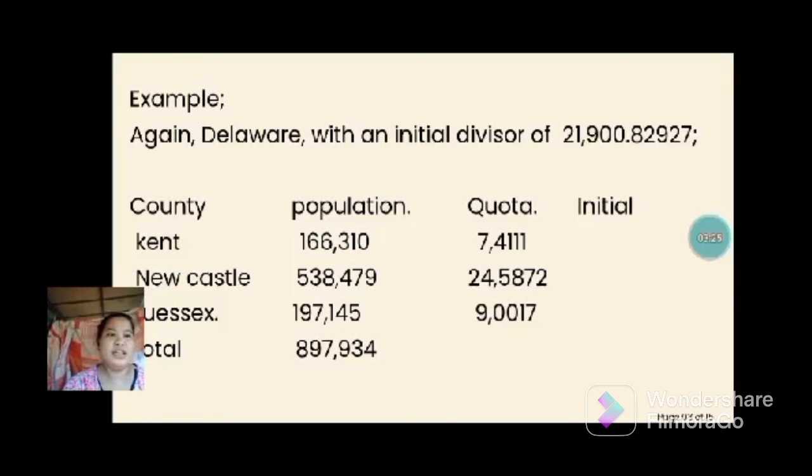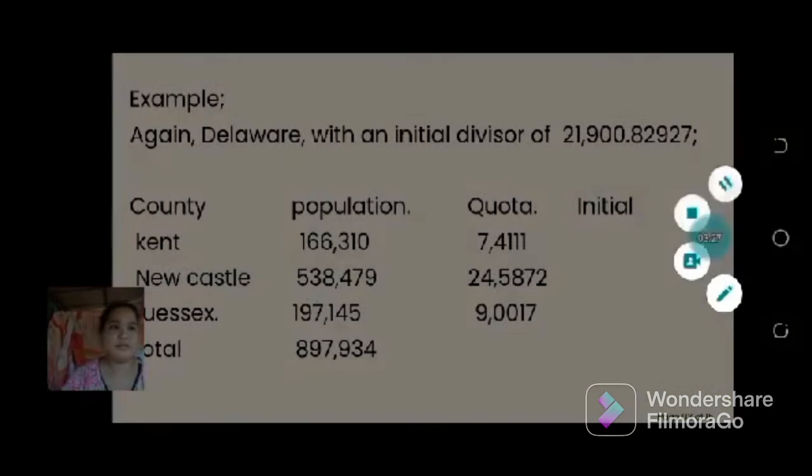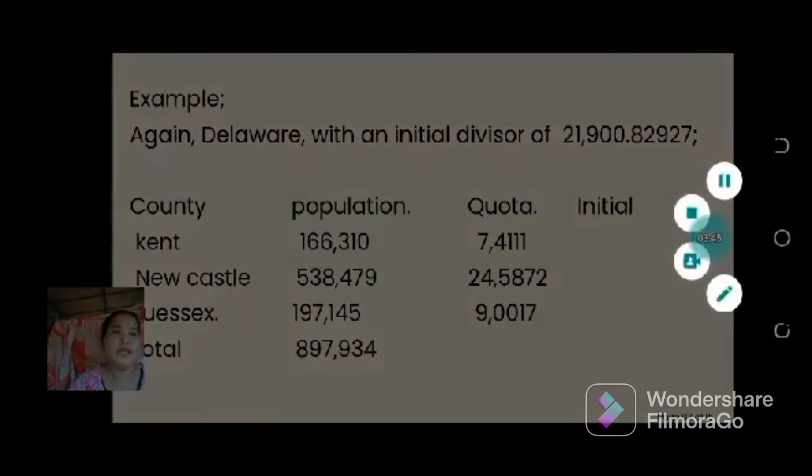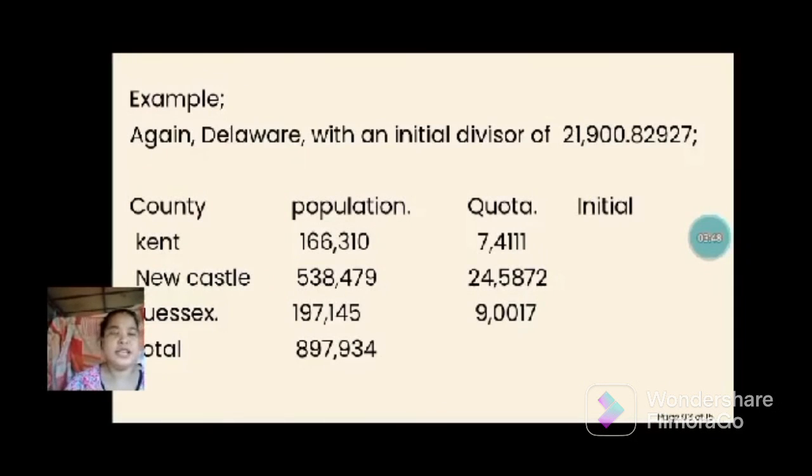Then to get the initial, you just need to look at the quota. If the decimal is less than 5, you just need to keep the whole number. Then, if the decimal is greater than 5, you just need to add 1. Like the quota of 7.4111, it just stays 7.